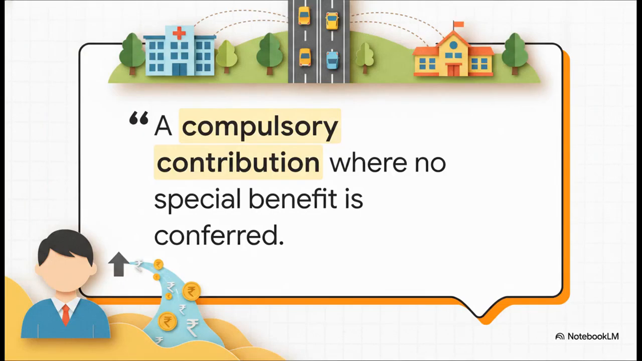And this brings us to a really cool economic concept, basically the no direct benefit rule. Economists like Professor Seligman and Taylor define a tax as a compulsory contribution where no special benefit is conferred on the payer. What does that actually mean for you? Well, it means even if you pay a massive tax bill, you don't get your own exclusive VIP lane on the highway or private hospital bed. The benefit is entirely societal. You pay as an individual, but the return is shared by everyone.